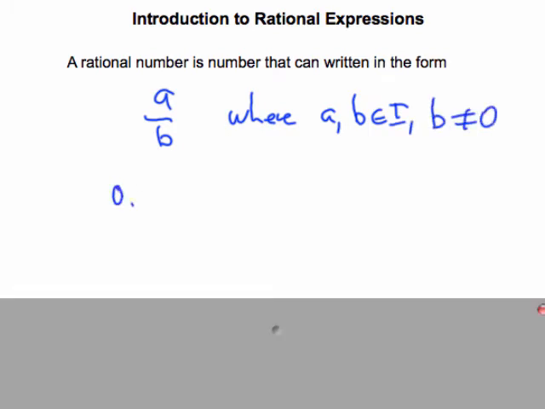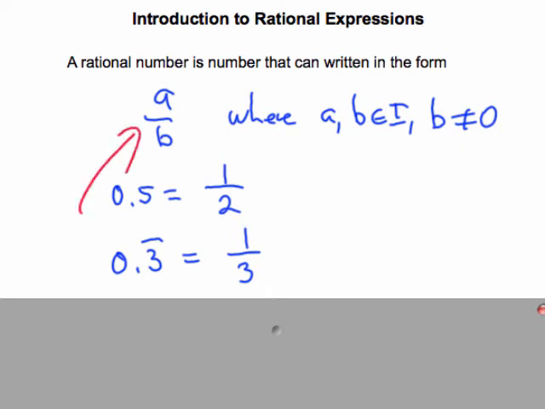So for example, decimal 5 is a rational number because it can be written as an integer divided by an integer. 0.3 repeating is rational because it can be written as an integer over an integer. And you'll remember that any terminating or repeating decimal is rational because it can be written in the form a over b, where a and b are integers and b is not 0. Now, the division by 0, I think most of us are familiar that we can't divide by 0, but just a little bit of a refresher as to why that is.